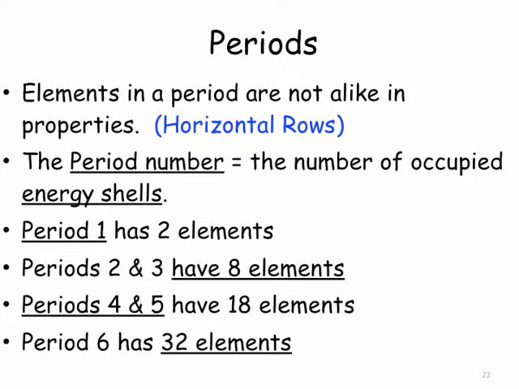So period 1 has just 2 elements, and period 2 and 3, if we count those across, there's 8 elements. Period 4 and 5 have 18 elements, and period 6 has 32 elements. Doesn't that sound a lot like those shell numbers on how many electrons they can hold?